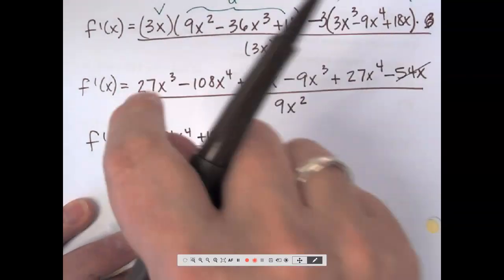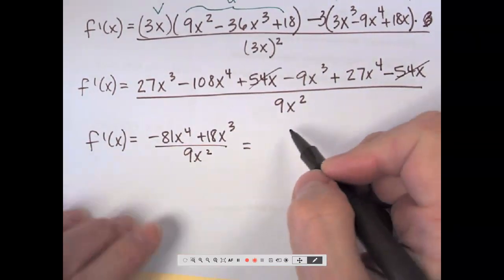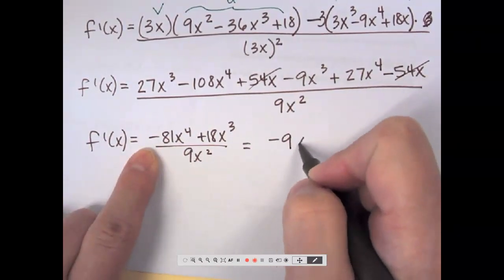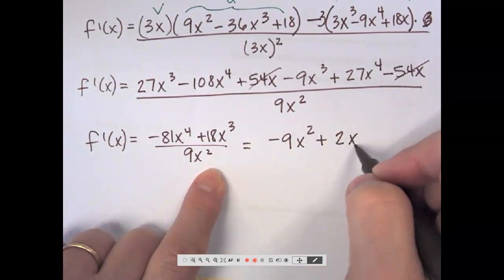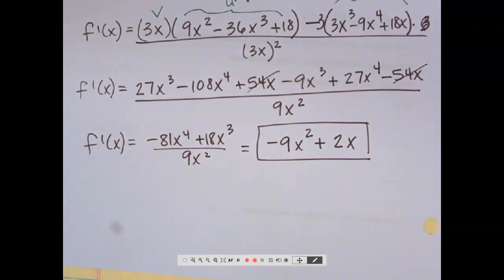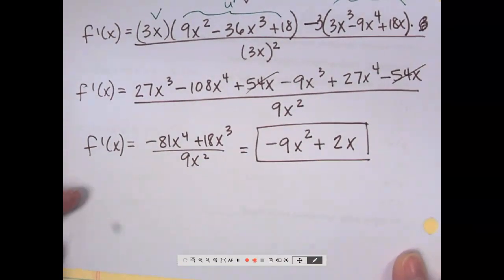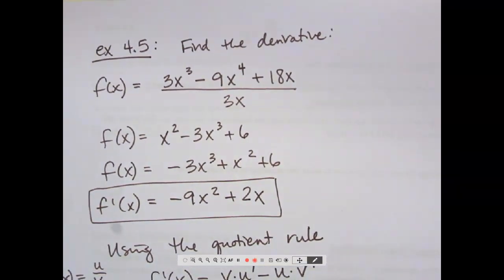F prime of x? Now, everything up top divides by 9x squared. So when I do so, I get negative 9x squared plus 2x. The other way was far easier. Same thing we got above. Okay, I agree, it was easier. But there will be times when we have to use the quotient rule. But if it's a situation like this, then take your pick, do it either way.